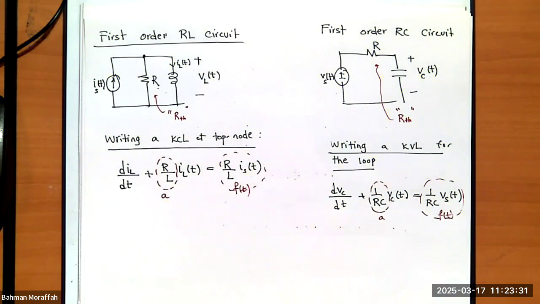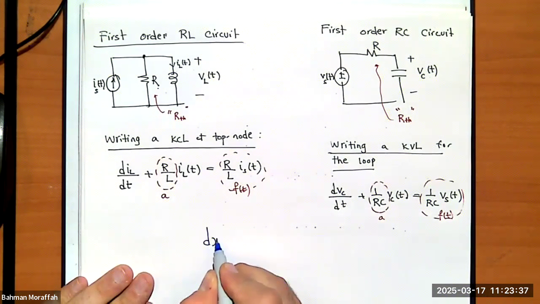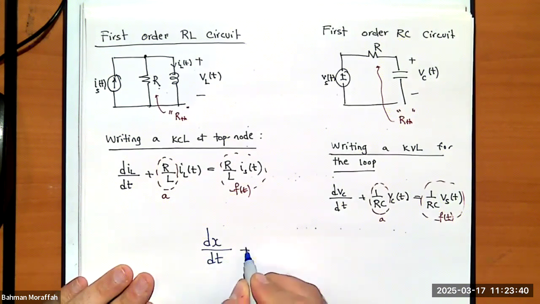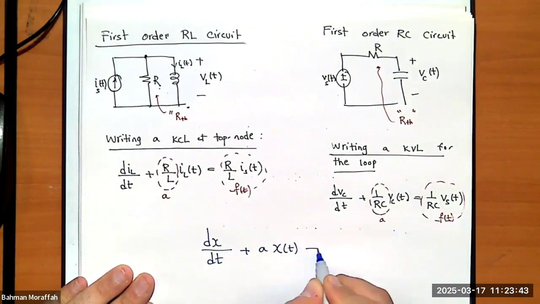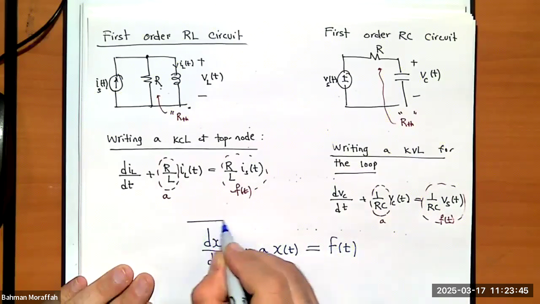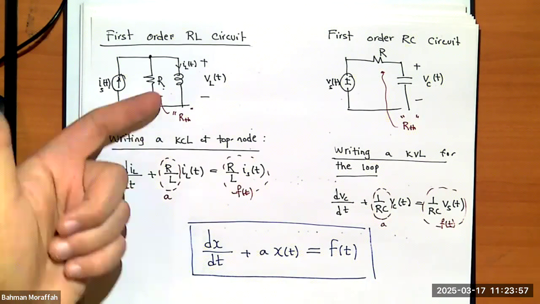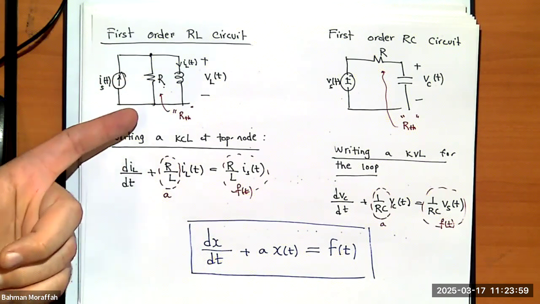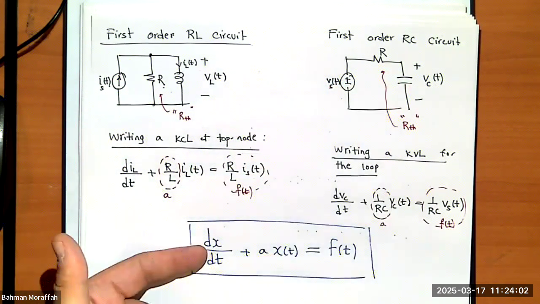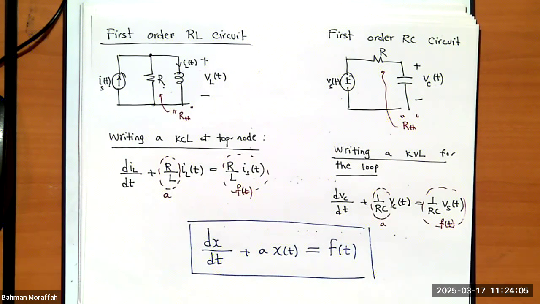But nonetheless, we're going to have to solve a differential equation that looks like this: dx/dt plus some constant times x of t equals f of t. Right? So we're going to have to solve a differential equation that looks like this. If I have a circuit with an inductor, this x is IL. If I have a circuit that has a capacitor, this x is Vc. Right? Is that clear what's happening so far? Yes?